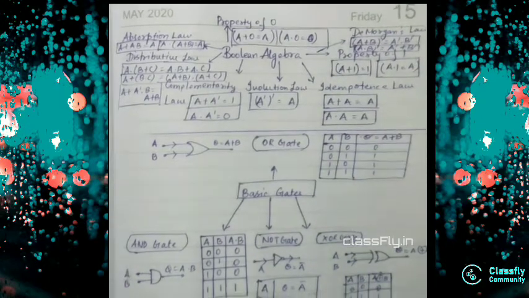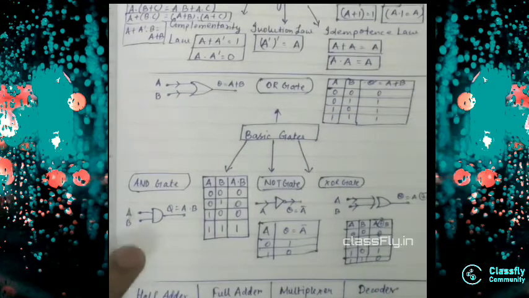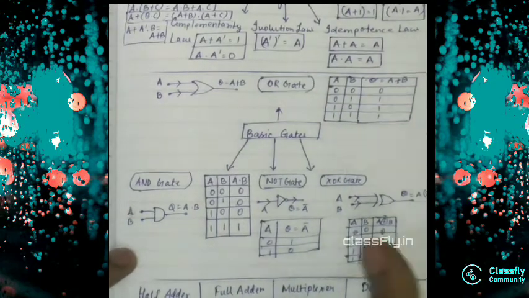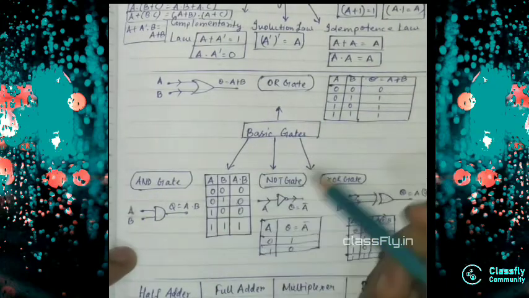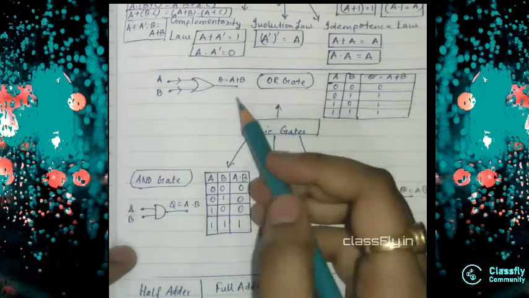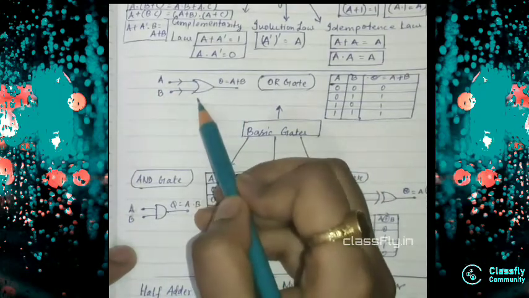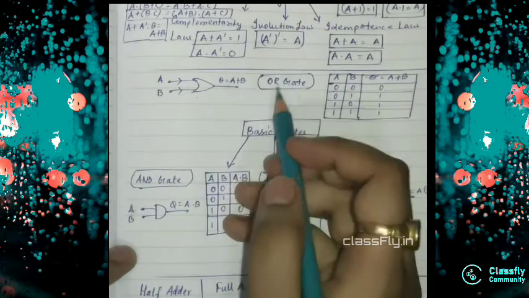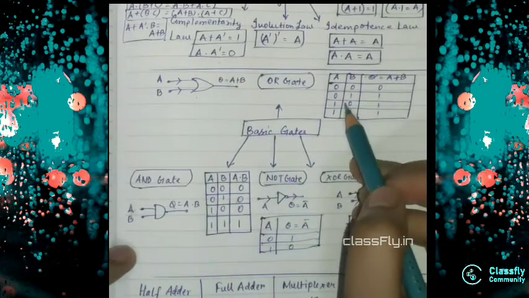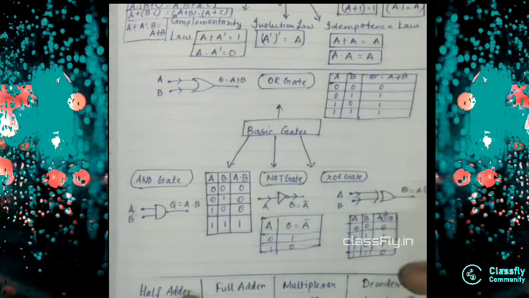Now we will move ahead to our basic gates, and you all know maybe that the basic gates here are 4. The most important basic gates are OR, AND and NOT. OR gate means we will be adding the numbers. So if I do AB and this is the symbol for the OR gate, then we will get as output A plus B.